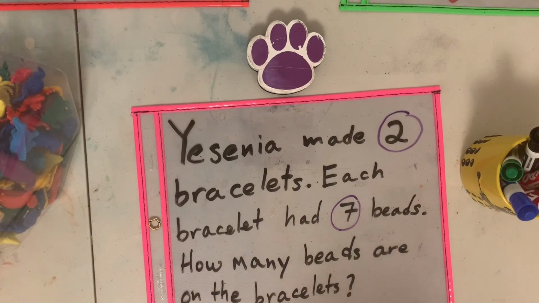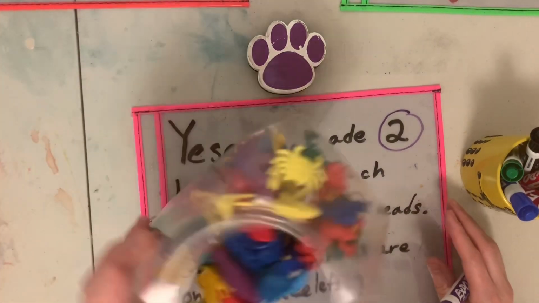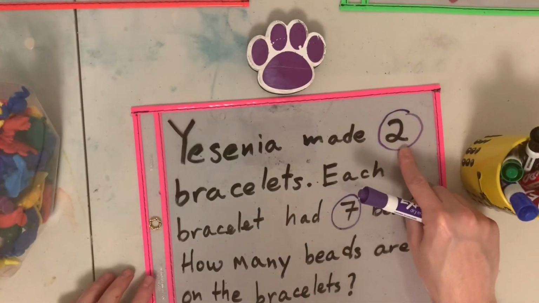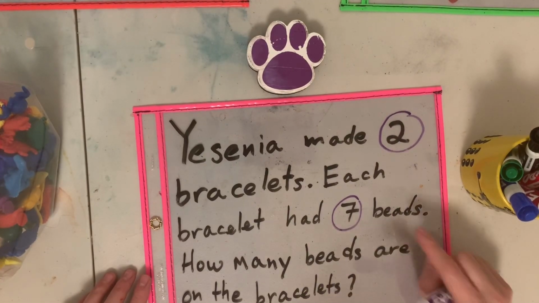Muy bien. Usted va a hacer esto por su cuenta con sus juguetes. Tiene 2 grupos y en cada grupo tiene 7 juguetes, 7 beads.